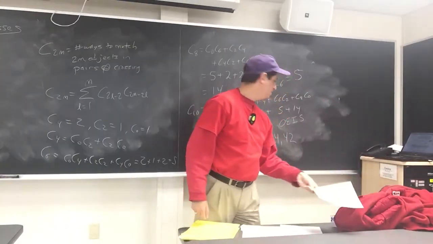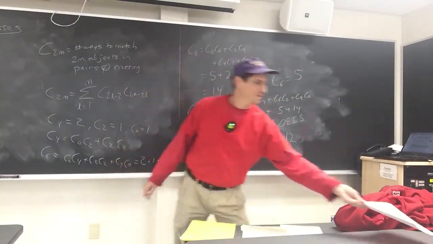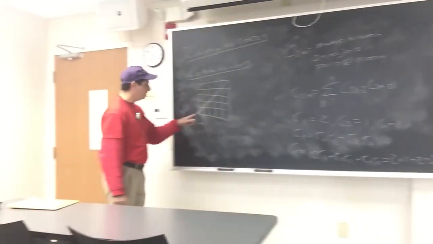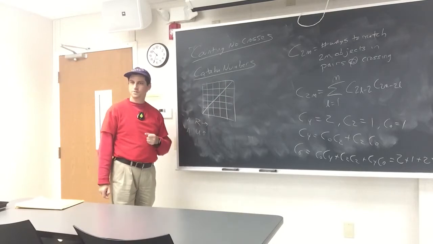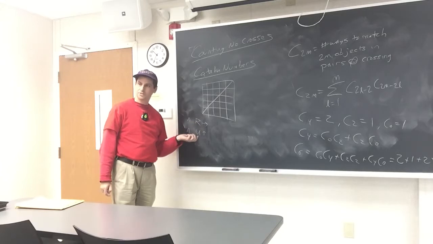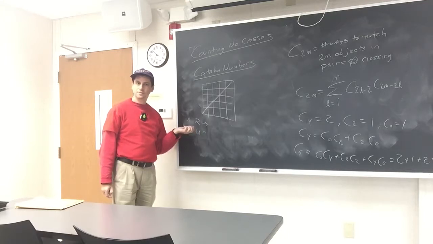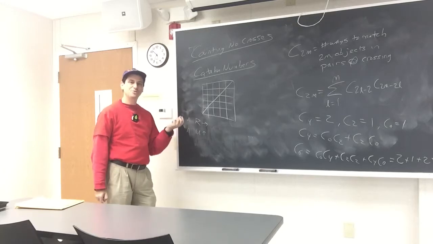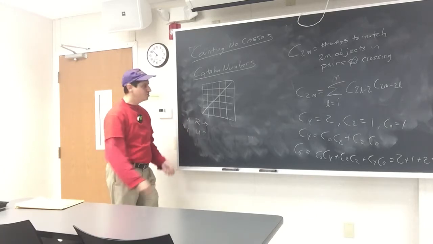So there's 14 equivalences I think we've determined. Put it over here. So how many paths are there from the bottom left to the upper right? I've got to take n rights and n ups. How many ways are there to order those steps? 2n factorial over n factorial, n factorial. It's just 2n choose n.